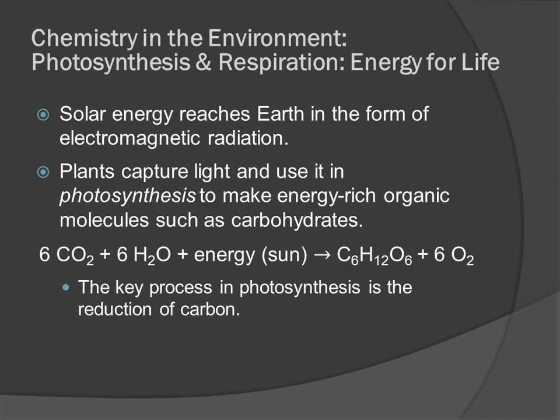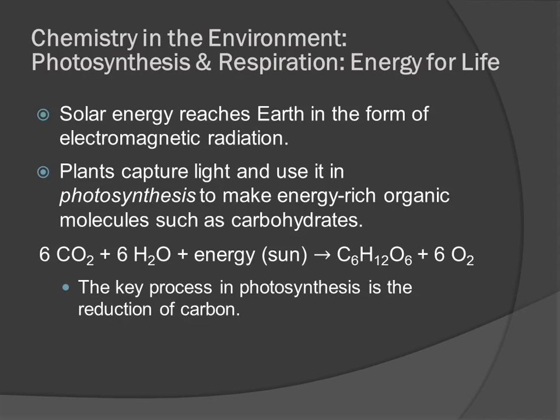Plants take in that light, that energy, and use it in a process called photosynthesis to make organic molecules such as carbohydrates. So they can take carbon dioxide from the air and water from the soil and energy that they get from the sunlight, and they can form sugars, C6H12O6, and oxygen. This is an endothermic process. It requires the input of energy. That energy comes from the sun.